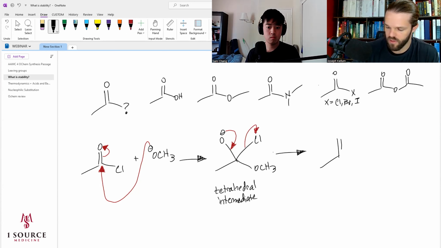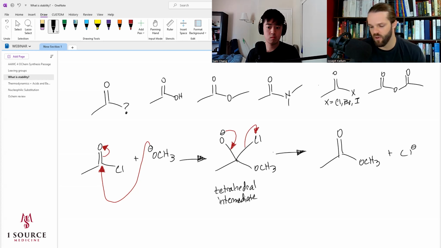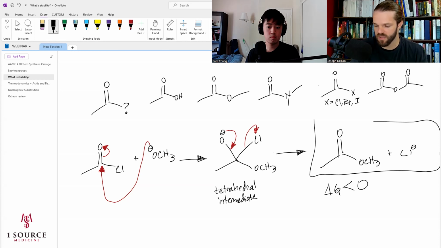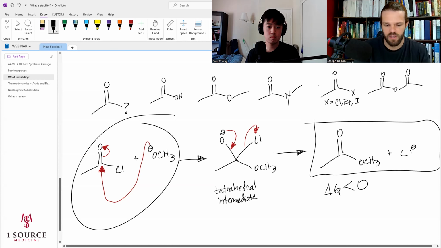We're going to end up with this new ester compound plus our negatively charged chloride. And this over here is way, way, way more stable than the thing on the left, right? And so we know that our delta G of our overall reaction has to be less than 0, just because this is far more favorable than all of this is.